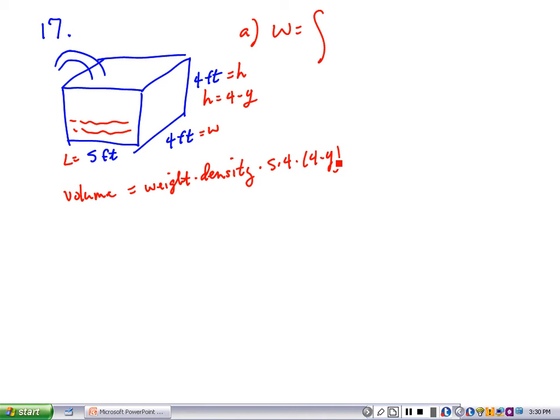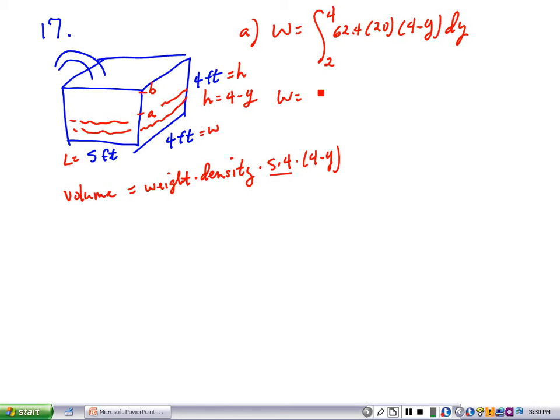Okay, so I have 5 times 4 minus y. And to empty half of it, so we're going here from A to B, if you will, or C to D, I'm going from 2 to 4. This is to empty half, right? So I have the weight density, 62.4 times the 5 times the 4, that's 20, and then times 4 minus y dy. So let's bring it down here.